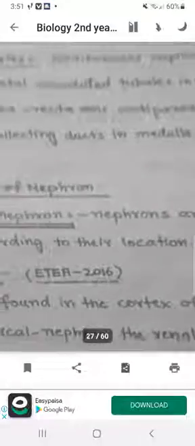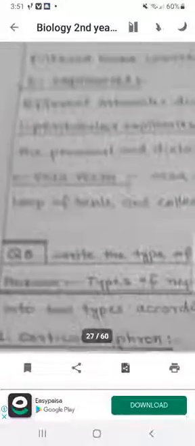Peritubular capillaries are around the proximal and distal convoluted tubules in the cortex region. Number 2. Vasa recta. Vasa recta runs anti-parallel to the loop of Henle and collecting ducts in medulla.